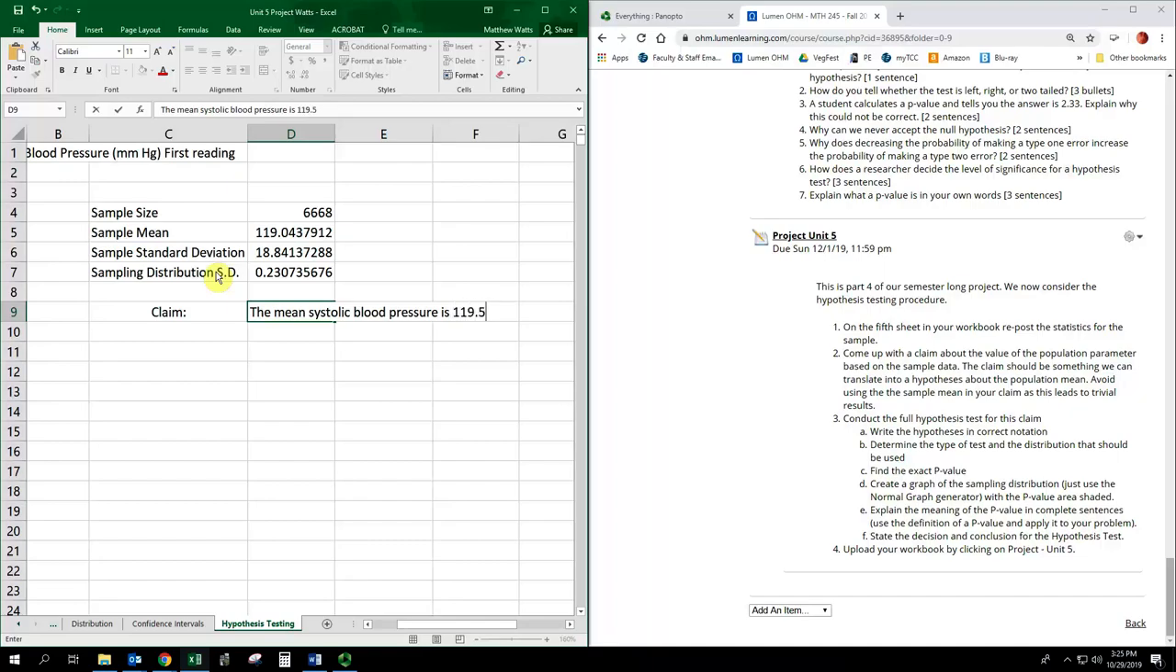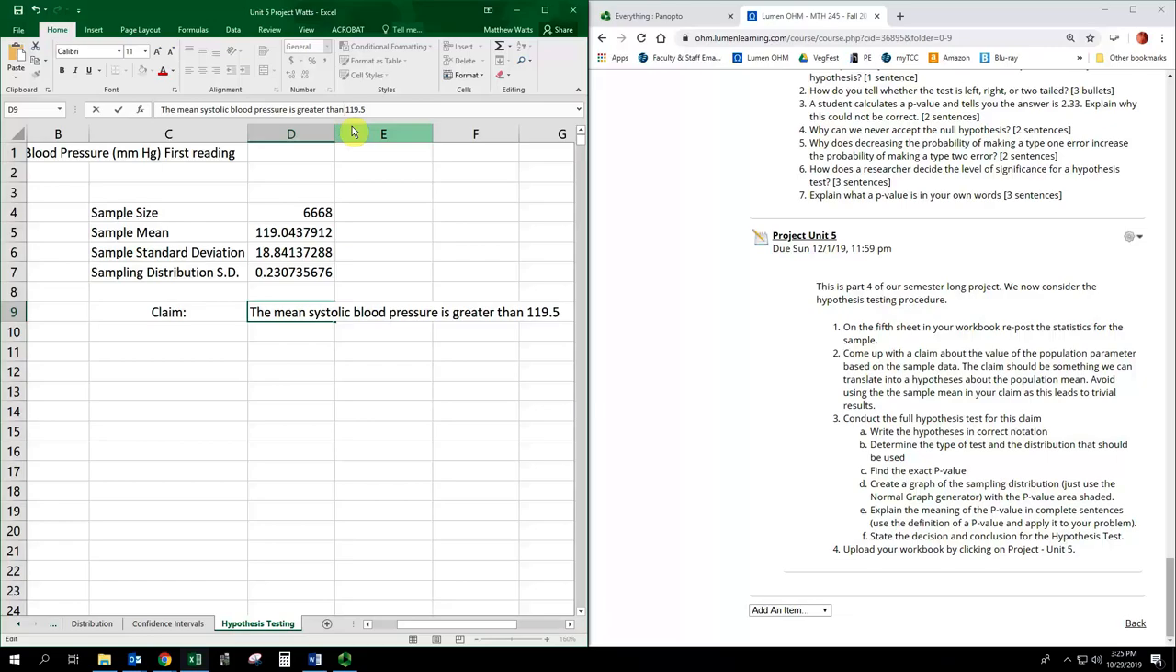119.5. And before I say that, I've got to say I'm going to say is greater than. And by doing this, I am taking the greater than option away from you. So you need to do one of the other options: is equal to, is not equal to, is less than or equal to, something like that for your claim.